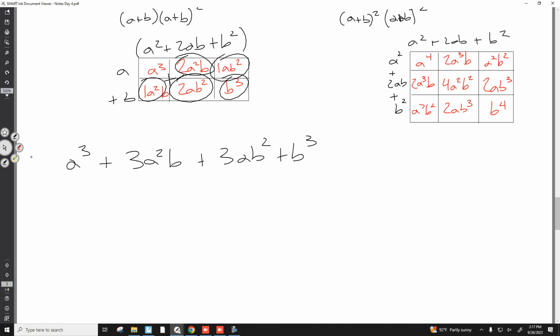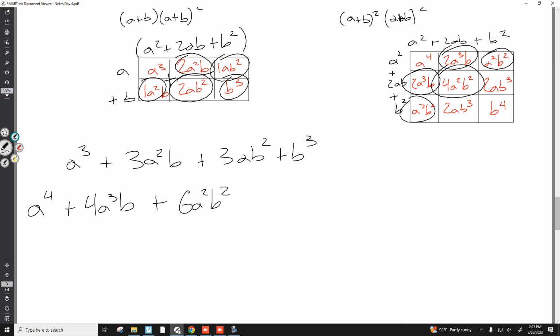So here's the correct order. I got a to the fourth. You know, I'm going to write it underneath here. I got a to the fourth plus 4a cubed b plus 6a squared b squared. You're missing it, Linder. You're going to see it soon. Plus 4ab cubed plus a b to the fourth.